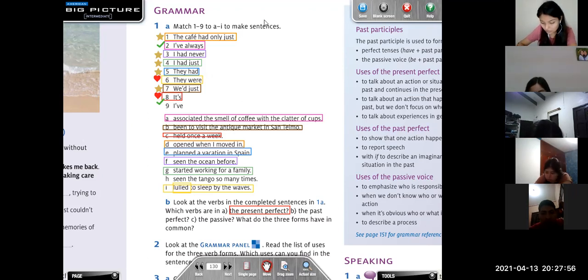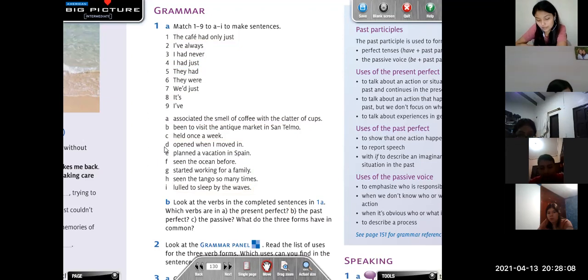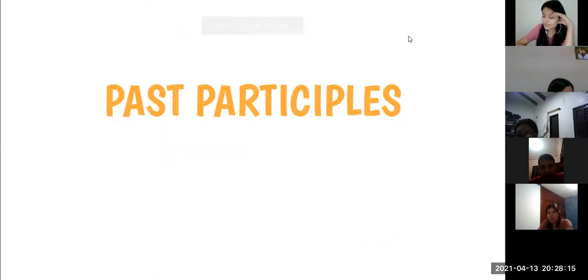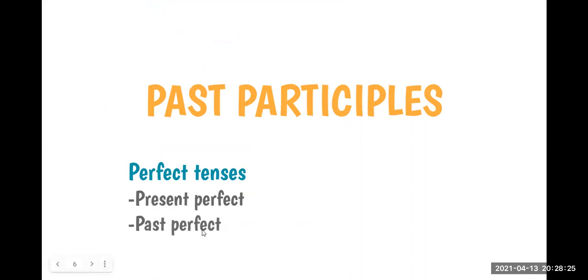Okay? So today we are going to make a review of the past participle form of the verbs. As you can see, we can use the past participle form of the verb in different tenses. So we use the past participle form of the verb in the perfect tenses. So for example, in the present perfect and in the past perfect tense.